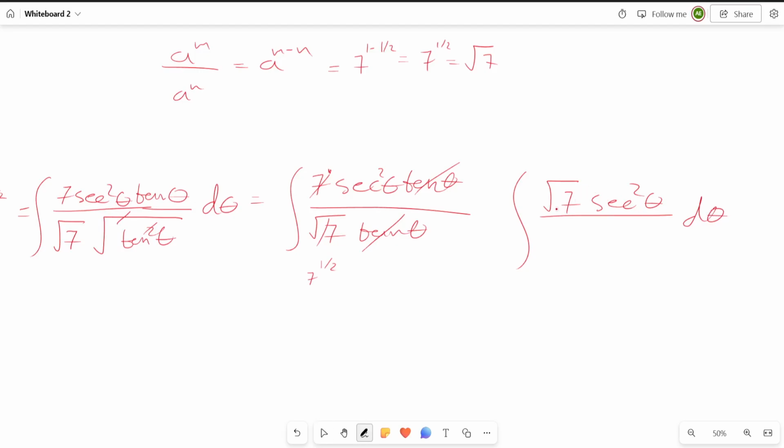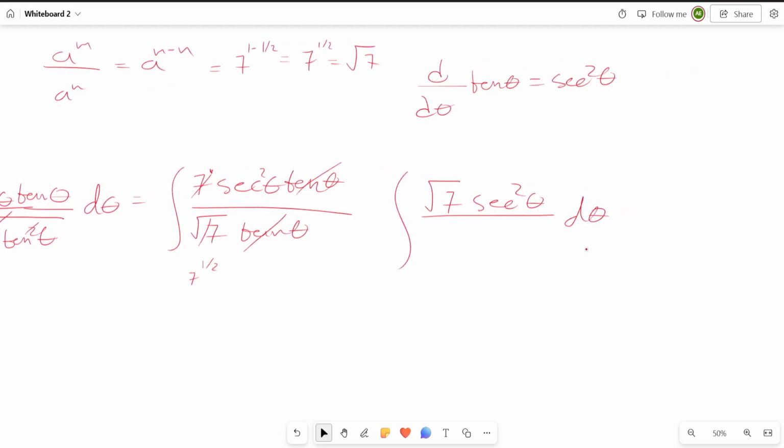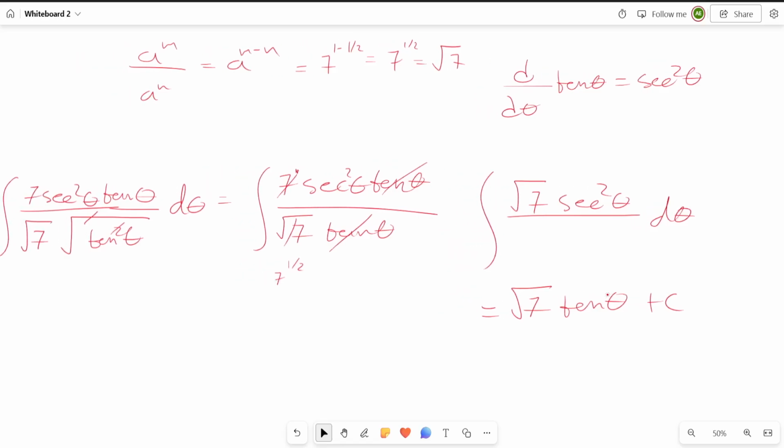Okay, so I know that the differentiation of tan theta is equal to secant squared theta. So the integration of secant squared theta is nothing but tan theta. So this is equal to root 7 tan theta plus c. Now I finished my integration. It's now time to substitute the theta with the x.